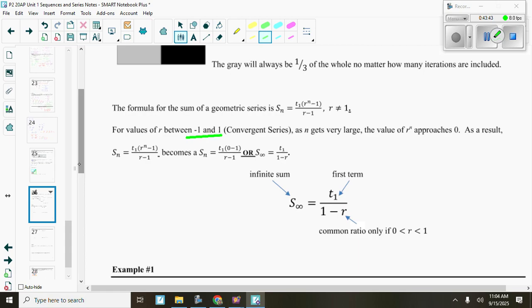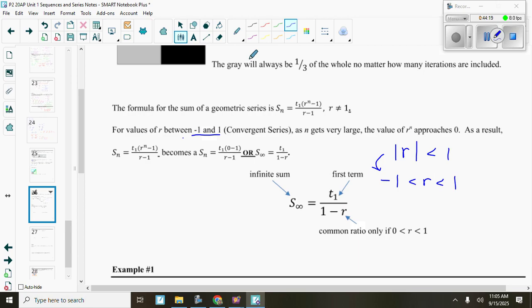Whoops, I'm still on highlighter. That's okay. Sometimes you might see, and I don't know that we talked a lot about absolute values last year, but you might see this in your textbook: the absolute value of r is less than 1. With the absolute value, it just takes off the signs. It just means that r is between -1 and 1. So if you see this absolute value bar, this is what it means.